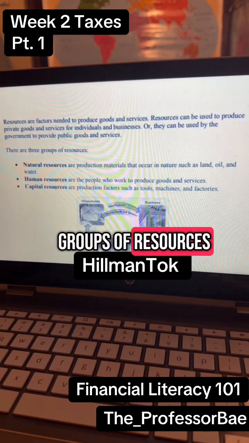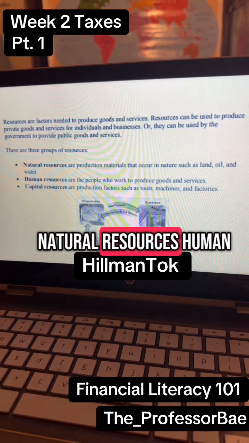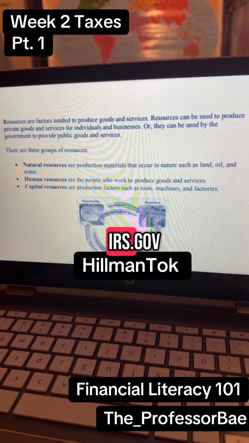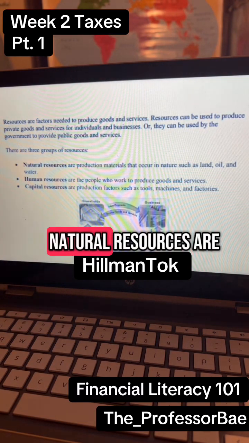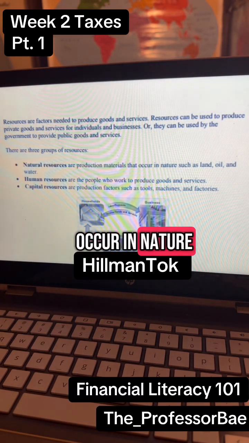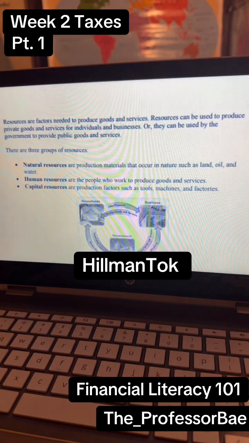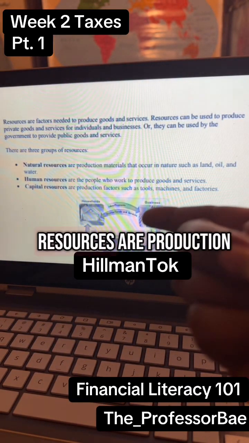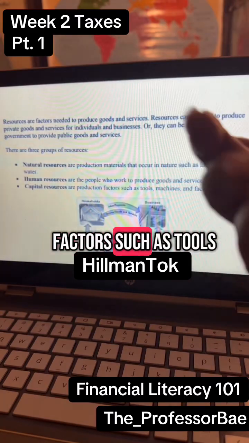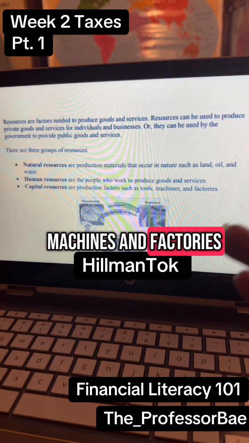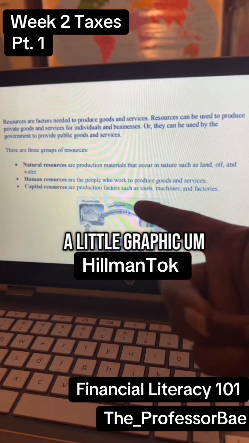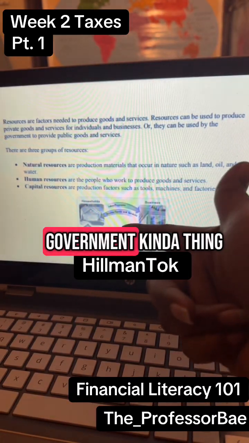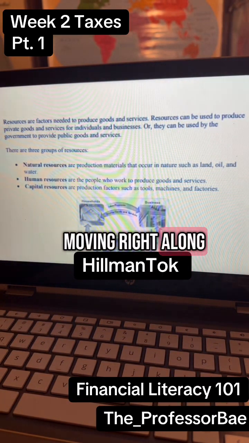There are three groups of resources: natural resources, human resources, and capital resources, according to IRS.gov. Natural resources are production materials that occur in nature, such as land, oil, and water. Human resources are the people who work to produce goods and services. And capital resources are production factors such as tools, machines, and factories. Beneath it is a little graphic showing household, business, government. Moving right along.